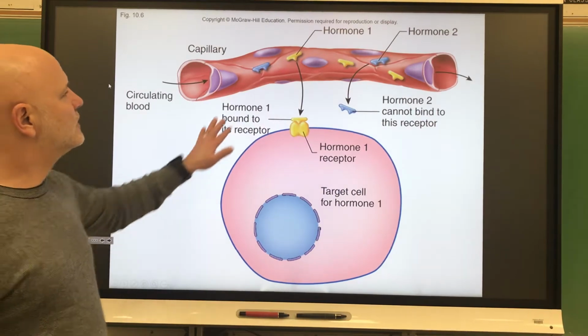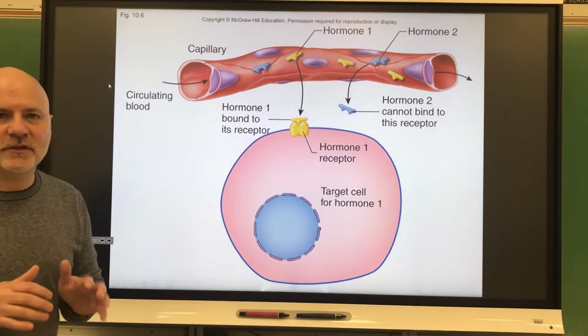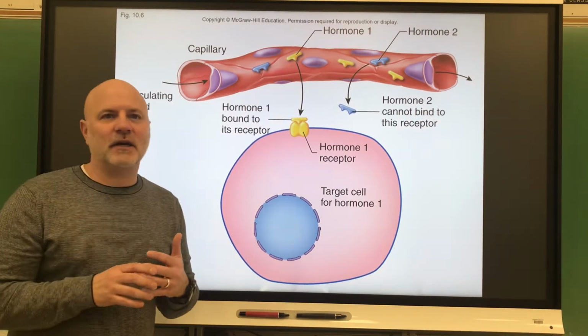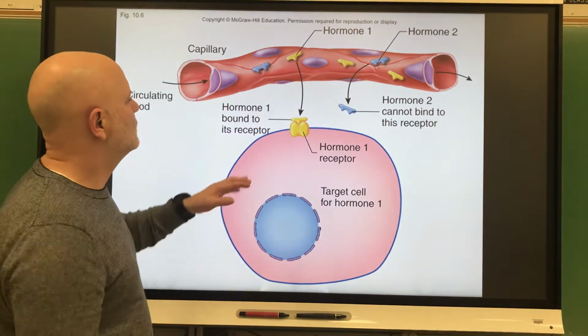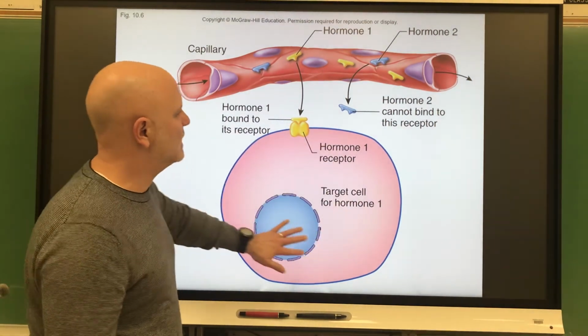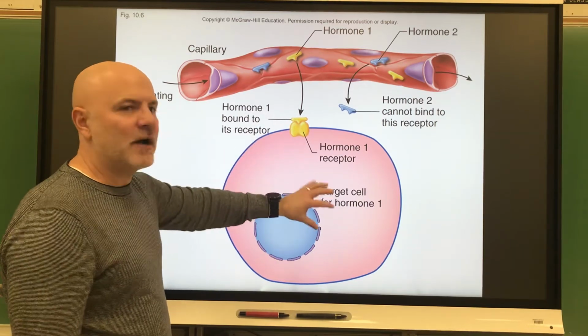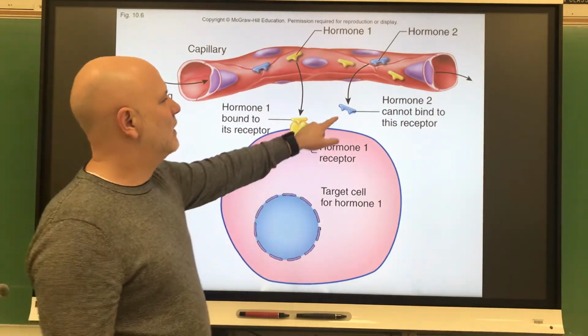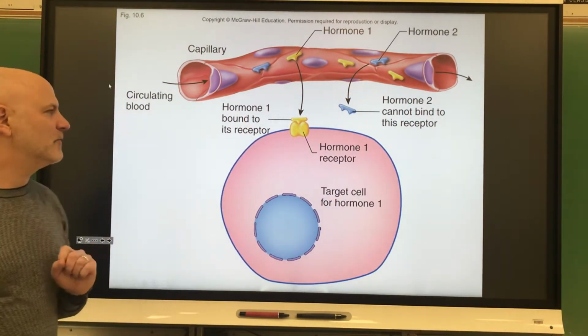Now, what hormones do, so this is trying to show hormones, is that hormones are going to act upon what is known as a target cell. And a target cell is a cell that a hormone exerts its actions upon. So this is showing a target cell in which this hormone binds to a receptor protein that causes some intracellular response, but hormone 2 cannot bind to it because it doesn't have a receptor protein for it.